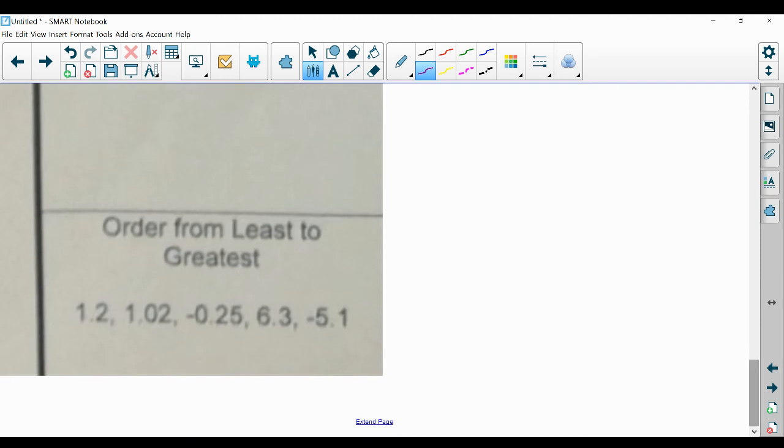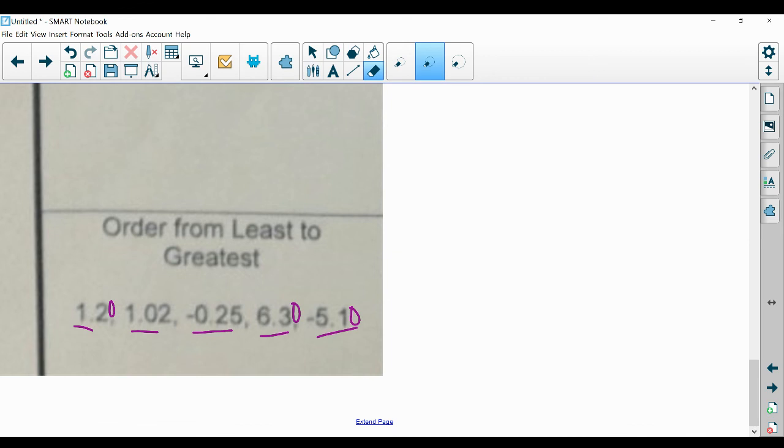And then here we have order these from least to greatest. I would think about these as money. So I would come in and add zeros behind so I can think about it as money. So now I have $1.20, $1.02, negative 25 cents, $6.30, and negative $5.10. So if I want to put these in order from least to greatest, which would be the worst deal?